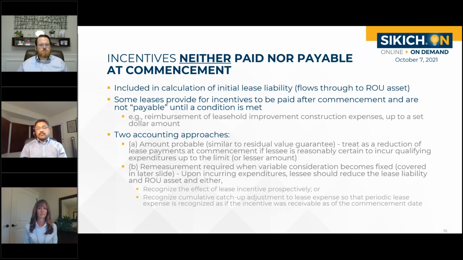Or if the amount is unknown, remeasurement is required when the amount becomes known, then reduce the lease liability and right of use asset by that amount and recognize the effect of lease incentive prospectively, or recognize the cumulative catch-up adjustment to lease expenses during the current period so that the periodic lease expense is recognized as if the incentive was receivable as of the commencement date. So there are two ways you can approach that accounting for incentives neither paid nor payable at commencement. Okay, so now let's go through some illustrations, correct?